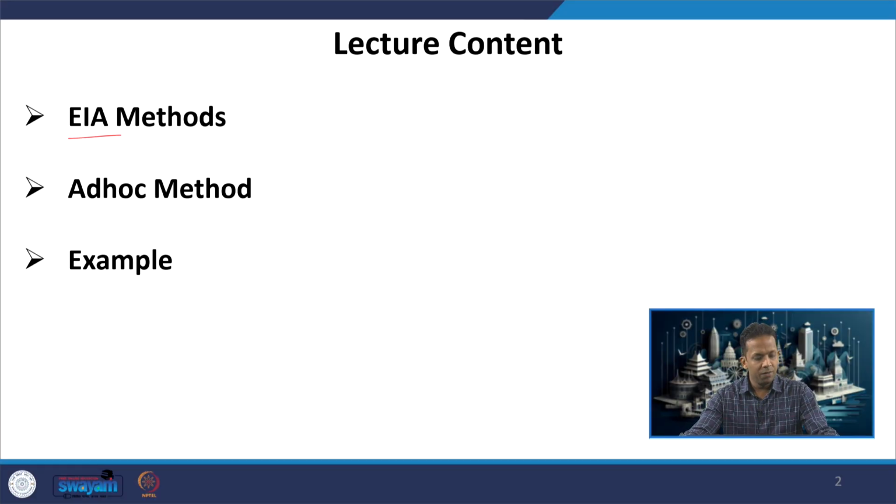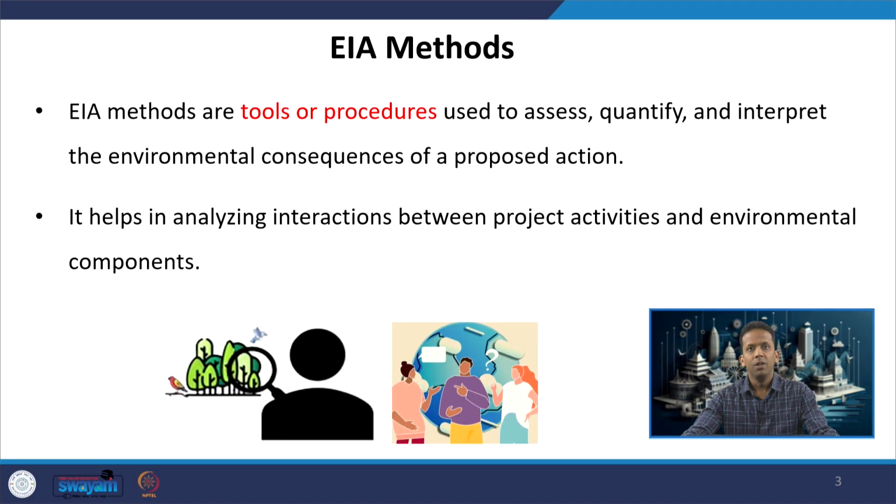Out of different types of methods, we will look at ad hoc method in detail, followed by some examples associated with it. So, what are EIA methods? These are basically tools or procedures which are used to assess, quantify and interpret the environmental consequences of a proposed action. In other words, these are mathematical, analytical, graphical or some kind of tools which can be used to estimate the impacts of whatever proposed activity we are going to take.